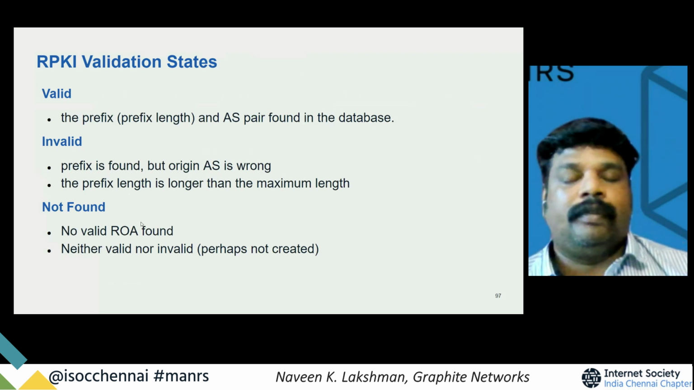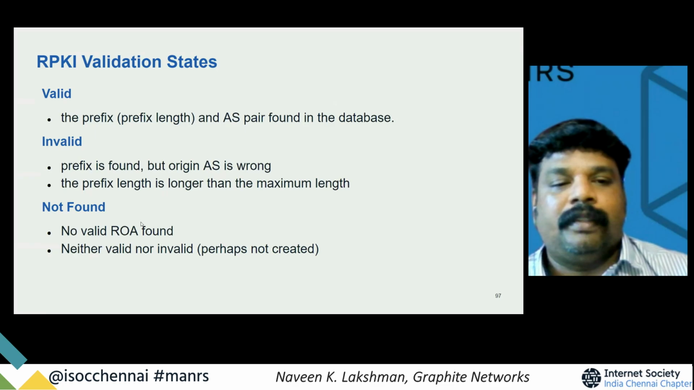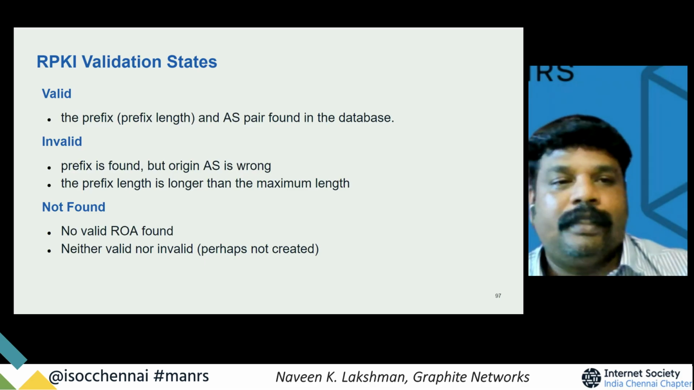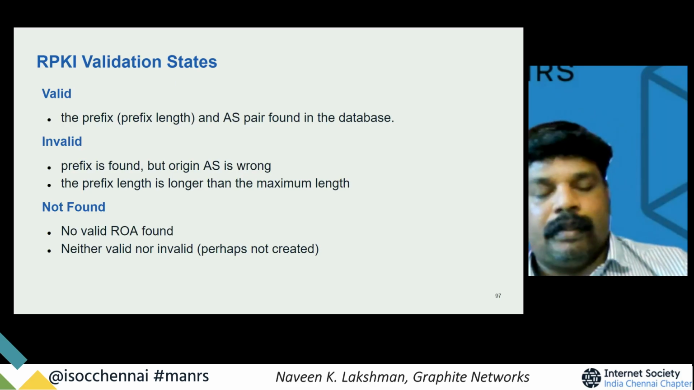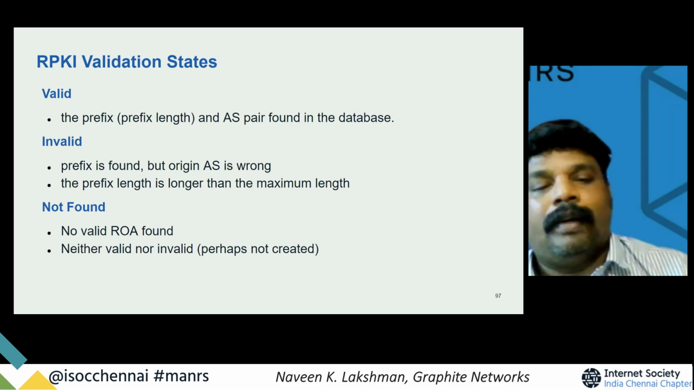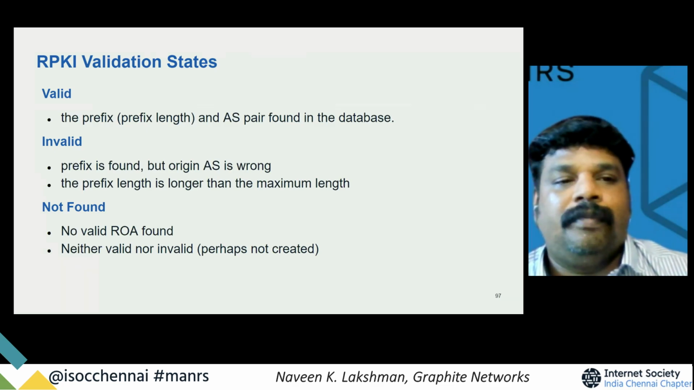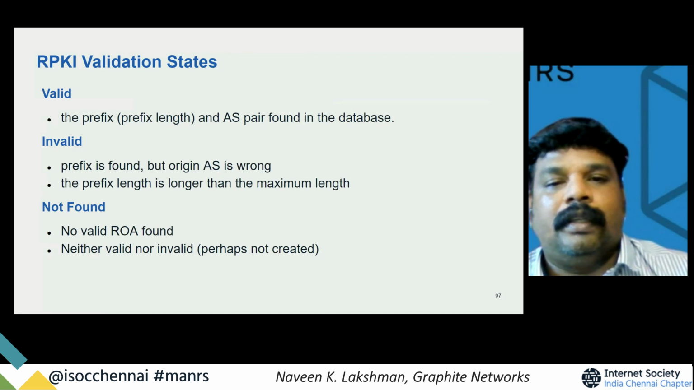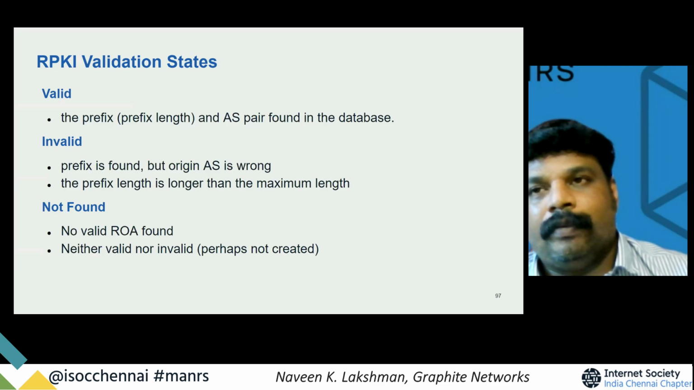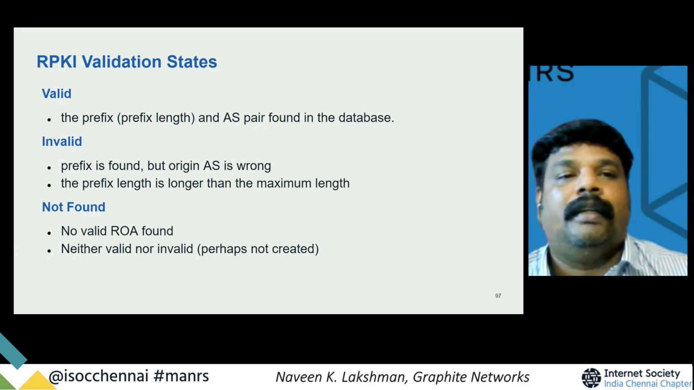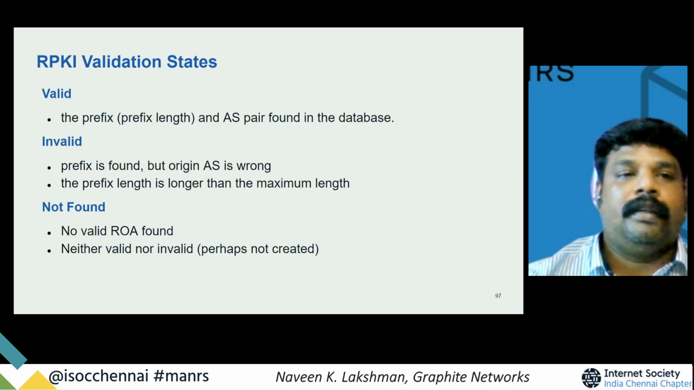Not found is the case where you haven't created any ROAs for your prefixes, so it cannot be categorized as valid or invalid. In most cases, it's not created at all. So an IP prefix, V4 or V6, can be valid, invalid, or not found. In the normal case nowadays, it's more not found, because most of the networks haven't implemented ROA so far. If a wrong AS number is originating a particular prefix, then it becomes invalid. And if it violates the max length, being longer than the one you created in the ROA, it becomes invalid. So these are the three states of RPKI.